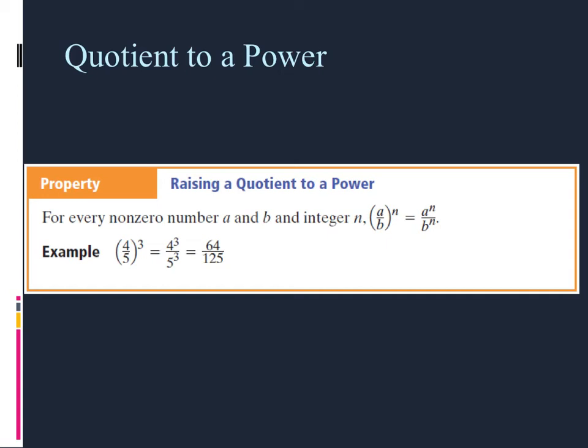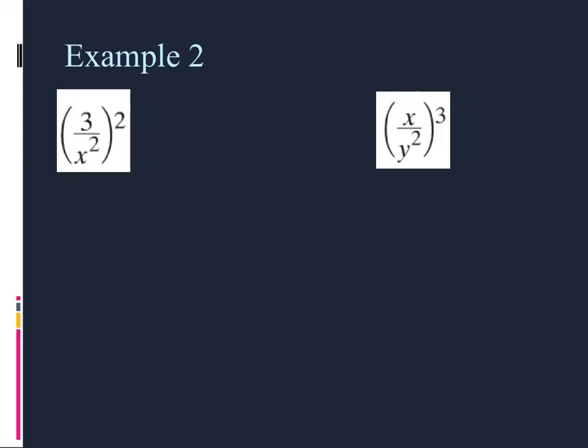So if we read through the definition, it says for every non-zero number a and b and integer n, the fraction a divided by b raised to the nth power is equal to a to the n divided by b to the n. So again, if you notice, they distributed that n onto both the numerator and the denominator. So for example 2, we have 3 squared divided by x, 3 divided by x squared, and that whole thing is going to be squared.